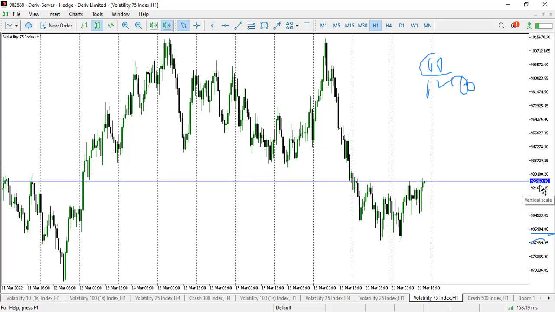So for the calculation of your volatility, what do you call this? 92,585. Okay, so the nearest one you can use is your what? 92,600. Exactly. So that's the nearest you use. That's your volatility for you.